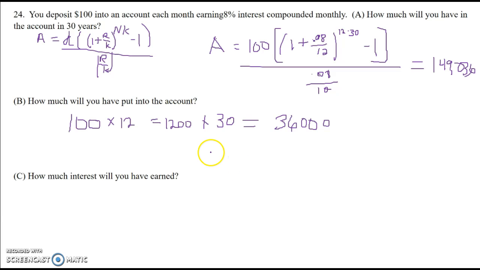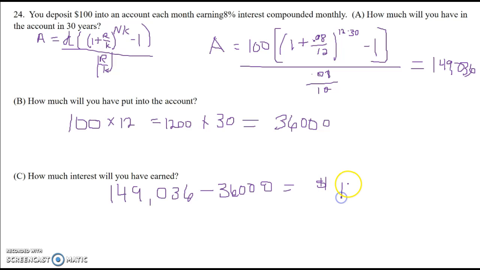So how much interest will you have earned? Well, I'm going to earn $149,036 minus the $36,000 that I put into the bank, and that's going to leave me with the interest. So the amount of interest that I'm going to earn is pretty good. It's $113,036.